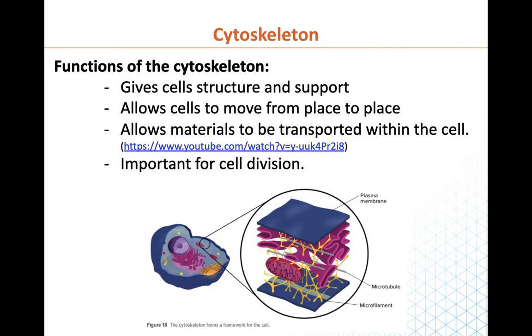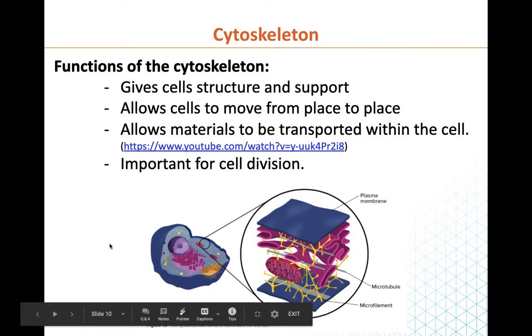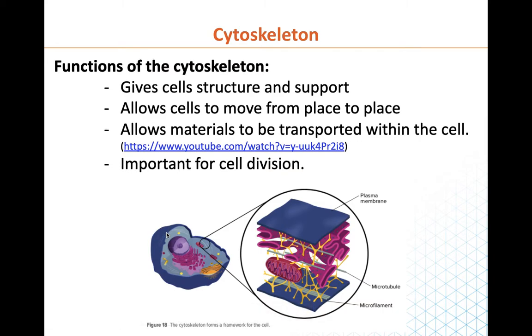Most of our cells don't move because we're humans. They tend to stay in one place at a time. But a lot of cells in the world move from one place to another. So a lot of the time they'll have like a tail or little hairs on them which allow them to swim and move through water or whatever they're surrounded by.